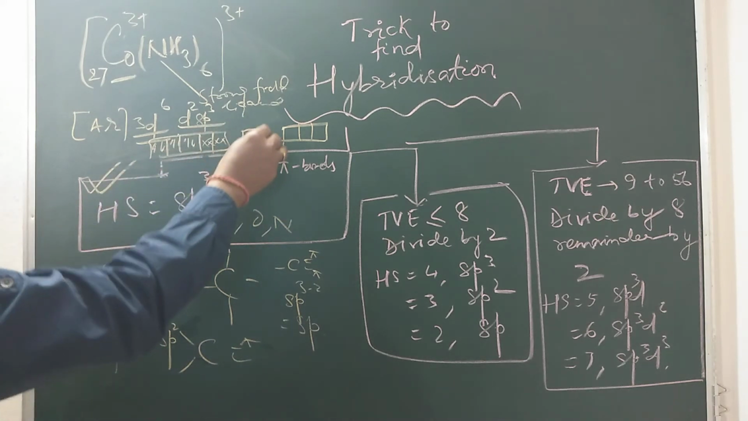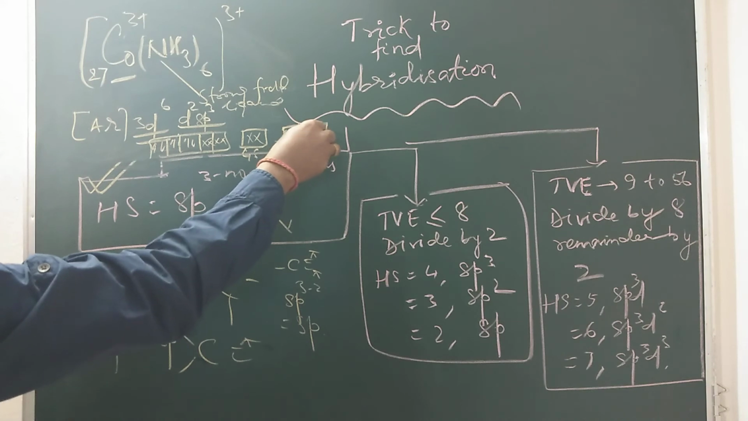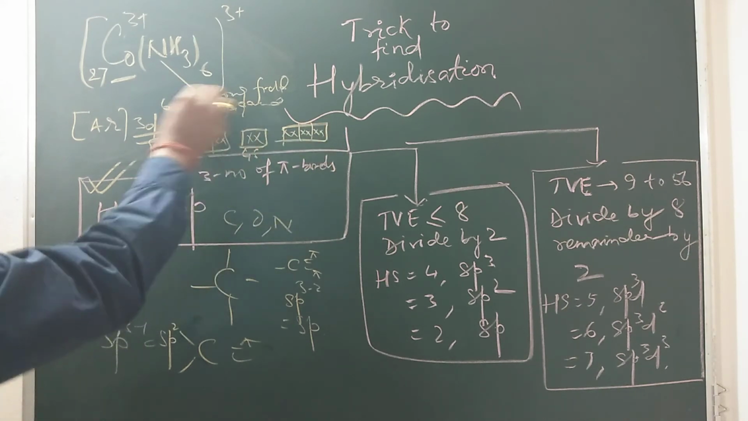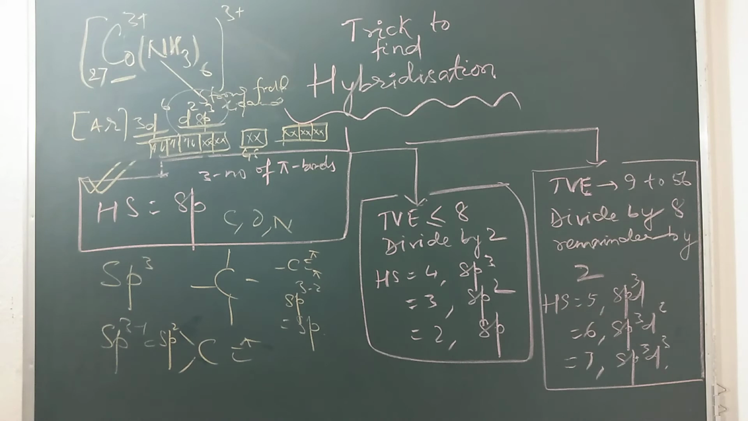You can write like this, these will be occupied by the ammonia lone pairs. So this will be the hybridization d2sp3 and the shape of the molecule will be octahedral. It is a diamagnetic complex, very important for your exam.